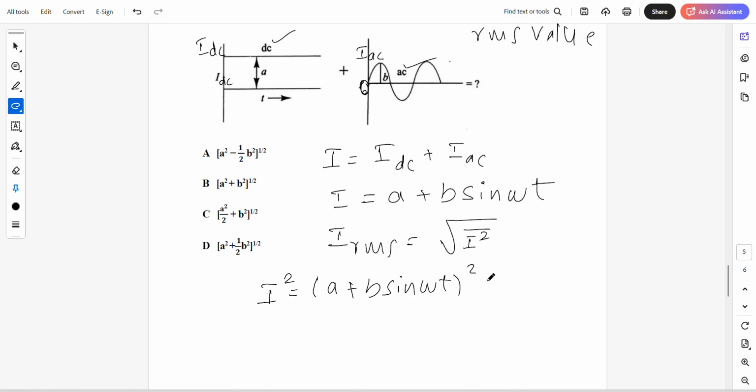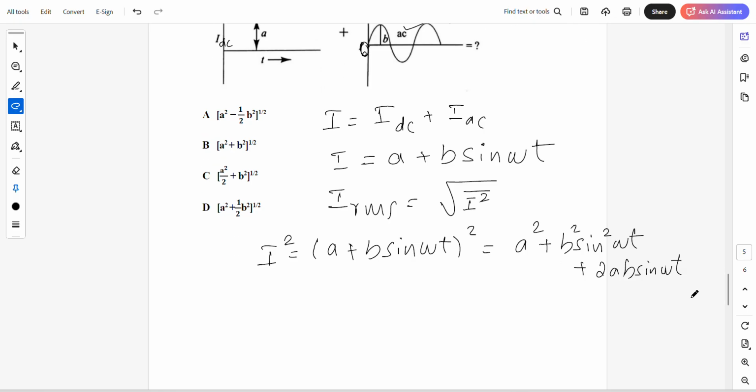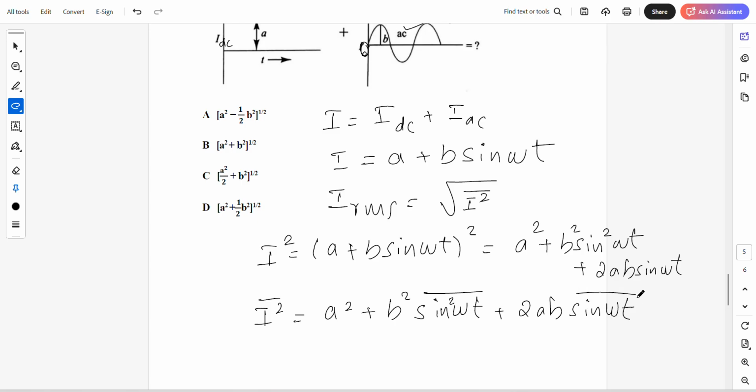That's nothing but A plus B the whole square: A square plus B square sine square omega t plus 2AB sine omega t. Now we'll find the average of the square of current, which is A square plus B square, these are the constants, times the average of sine square omega t, plus 2AB times the average of sine of omega t.